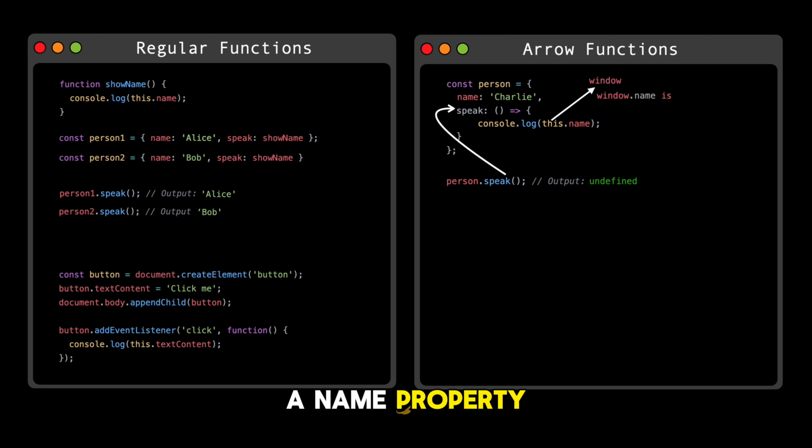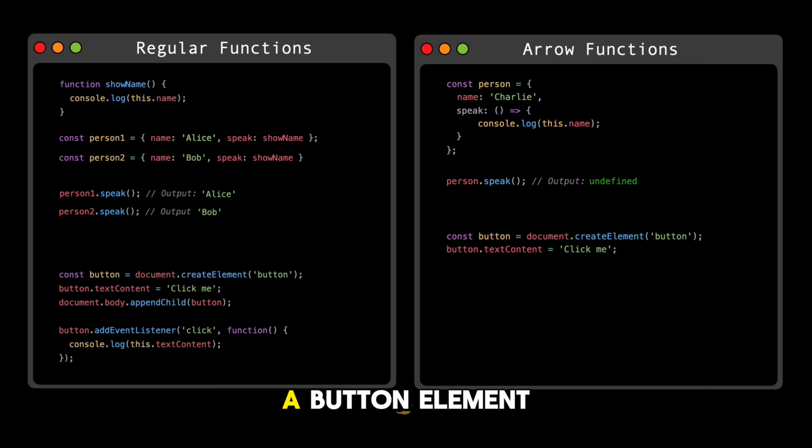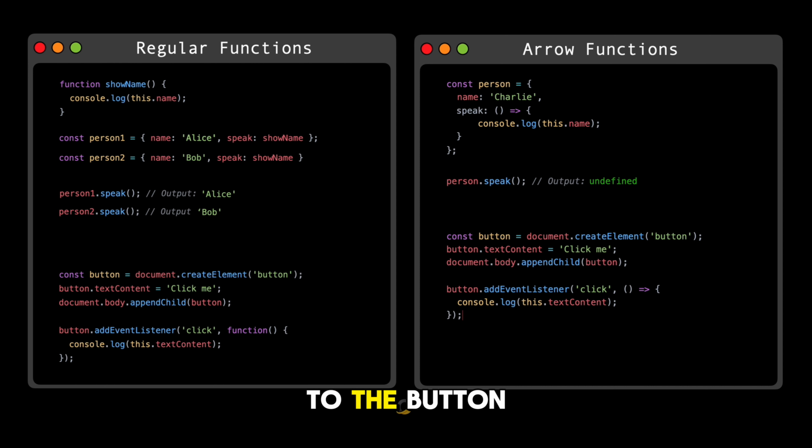a name property. For our second example with an arrow function, let's revisit the familiar button and its event handler. First, we create a button element, give it some text, and append it to the document body. Next, we'll add an event listener to the button. This event listener will be triggered when the button is clicked. We attach an arrow function to the click event that attempts to log this.textContent. Now let's click the button and see what gets logged.